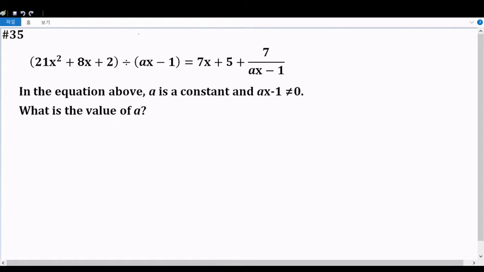Question number 35. (21x squared plus 8x plus 2) divided by (ax minus 1) is equal to 7x plus 5 plus 7 over (ax minus 1). In the equation above, a is a constant and ax minus 1 is not equal to 0. What is the value of a?